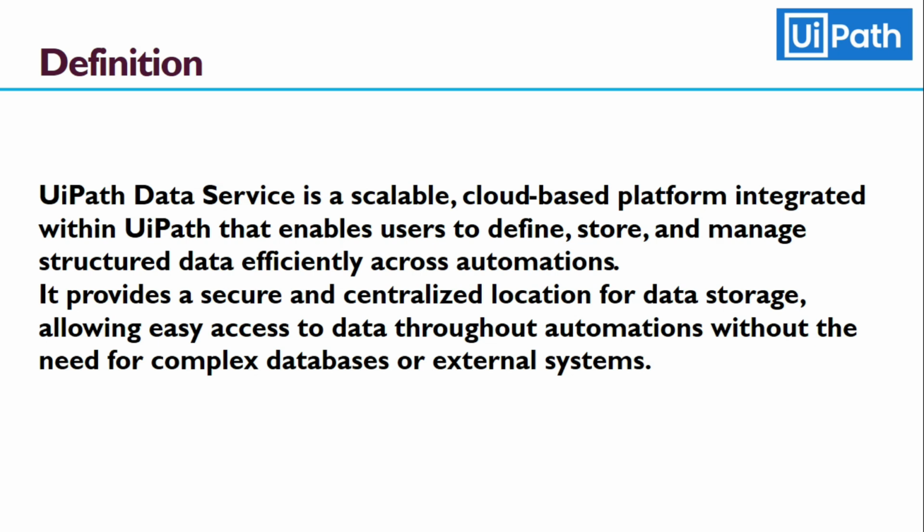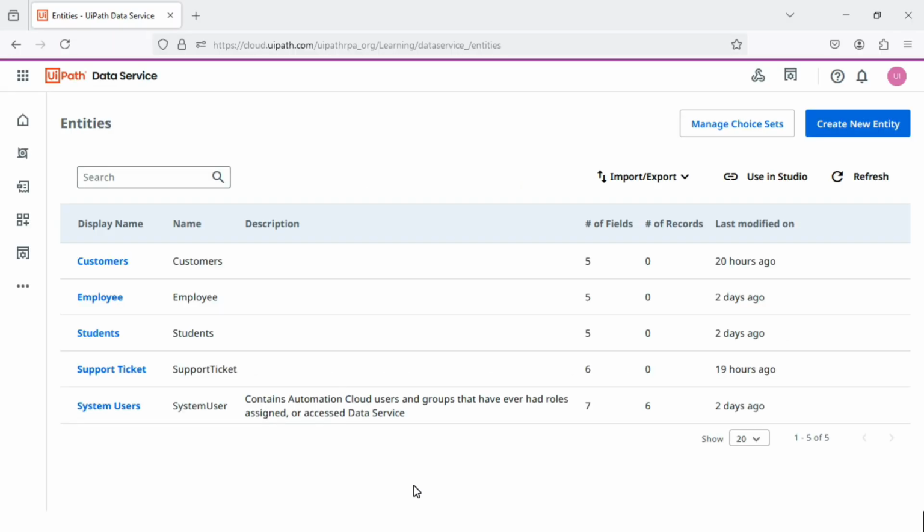Now let's understand this UiPath Data Service in simple words. UiPath Data Service is like a cloud-based database where you can store and manage your data easily, and this can be accessed from your UiPath automations. Basically, this can be accessed from other UiPath products like UiPath Apps, UiPath Studio, etc. It helps you save data like customer information, product details, your support tickets, your vendor details, or any records that you use in your automations, all in one central place.